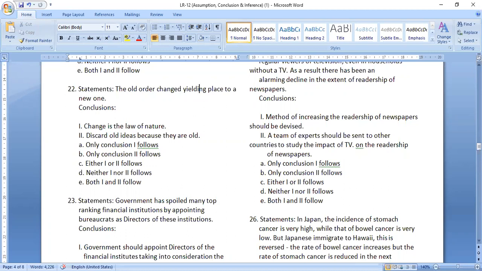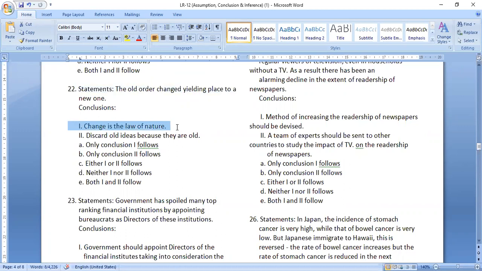So you could say that change is the law of nature. There's always change. That is, it does not suddenly vanish. It's not discarding the older order. The older order has not been discarded, but it has changed. So there is a difference between changing and discarding. So I don't think that we can infer two, but I think one is a very possible conclusion that can be inferred from the statement.